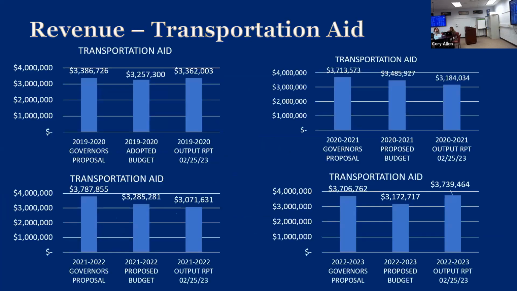Historically speaking, just to give you some context, here is very similar information in graph form. In 19-20, the governor's budget was 3.3. We had budgeted 3.2 and came in at 3.3. In 2021, the governor's budget was 3.7 and we budgeted 3.4, but we actually got 3.1, so we came in less than what we had budgeted. In 21-22, similar situation: we adopted 3.2 and only came in at 3.